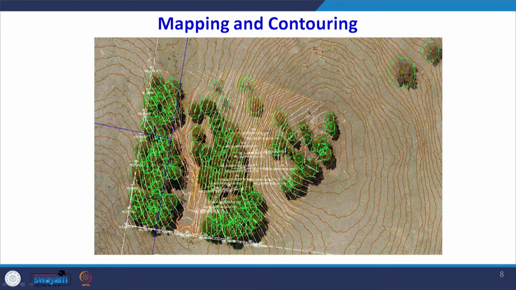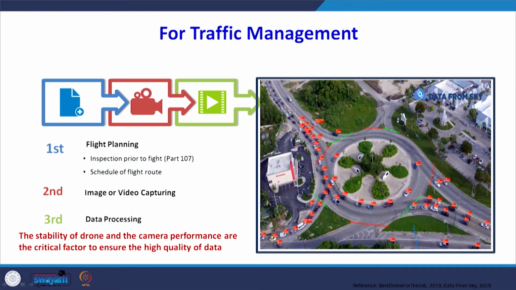This shows here the tree ground cover, it has been mapped, and all those green circles indicate the crown cover. So you can estimate the biomass, and on top of that the contours in brown color are superimposed. So one can see how much the elevation difference is, and which direction the slope is, with this data.